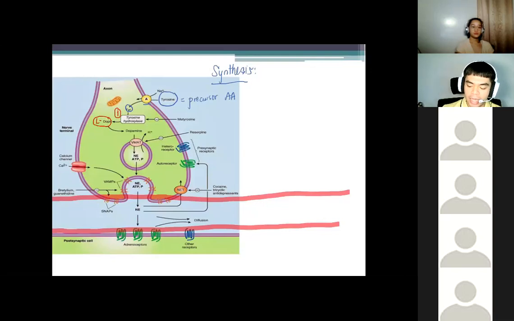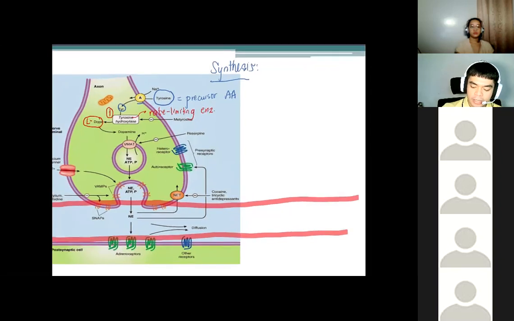Mind you, class, tyrosine hydroxylase is the rate-limiting enzyme in the biosynthesis of catecholamines. When we talk of a rate-limiting enzyme, that means how fast or how slow the production of catecholamines depends on it, apparently because it is the first enzyme that we need in the synthesis of these catecholamines. So we are done with tyrosine hydroxylase.